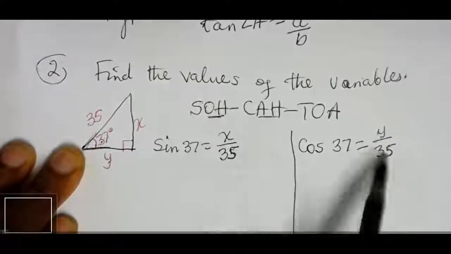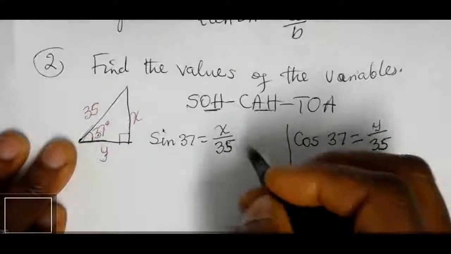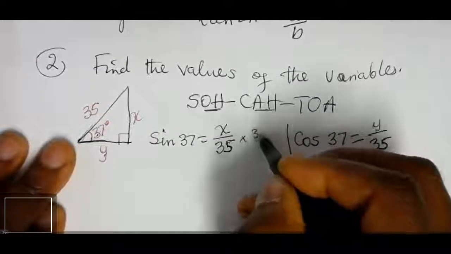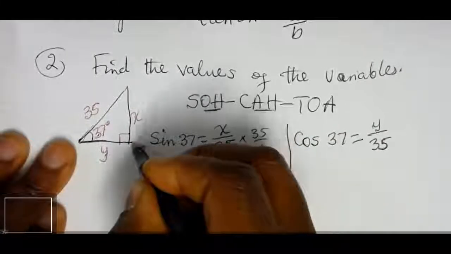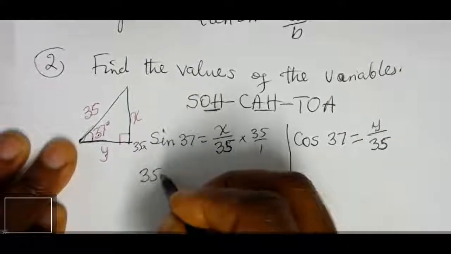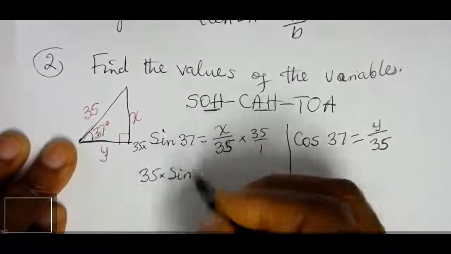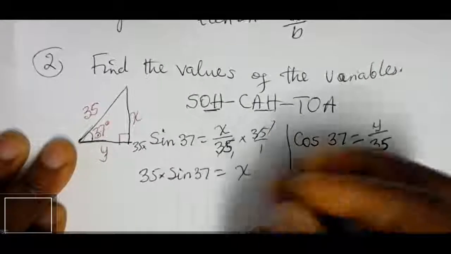Okay, so we have set up so we can solve. How do we get this by itself? We can multiply both sides by 35. Multiply both sides by 35. So we do 35 times sine 37 equals, this crosses out, equals x.